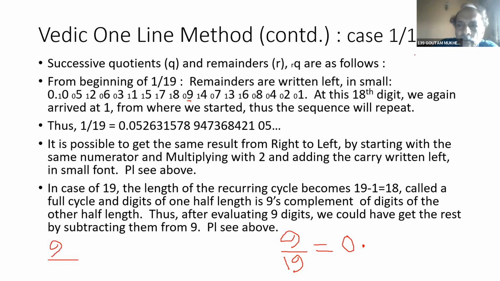Ekadhikena Purvena, isn't it? Is 20? 20 divided by 10, which is 2. Okay. So you have to do 9 by 2, isn't it? Instead of 9 by 19, I do 9 by 2, but in a different fashion. I put a 0 point. And what is the quotient and remainder?